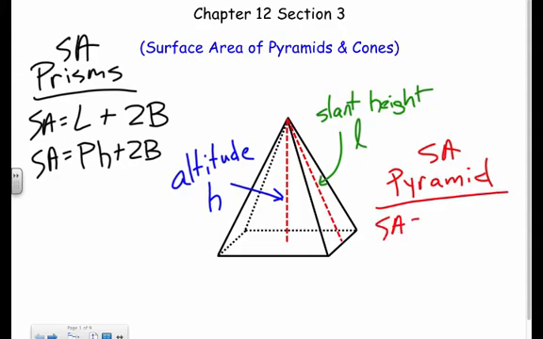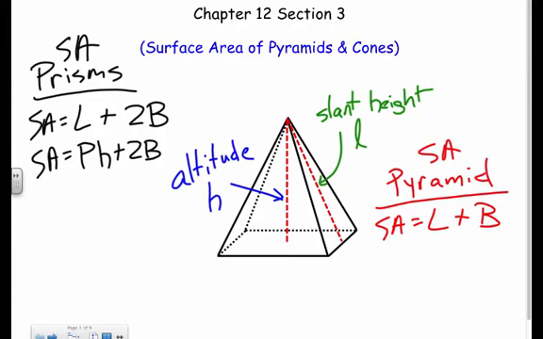Well, it's the same process. We take the lateral area, which would basically be the area of the four triangles, right? The area around the outside, plus the bases. But in this case, there's only one base, so I don't need to take it times 2. I'm just finding the area of one base. If you look, right, I only have one base shape. And depending on what shape it is, it could be a rectangle, it could be a triangle, it could be a polygon, right? So you could use any one of those formulas.